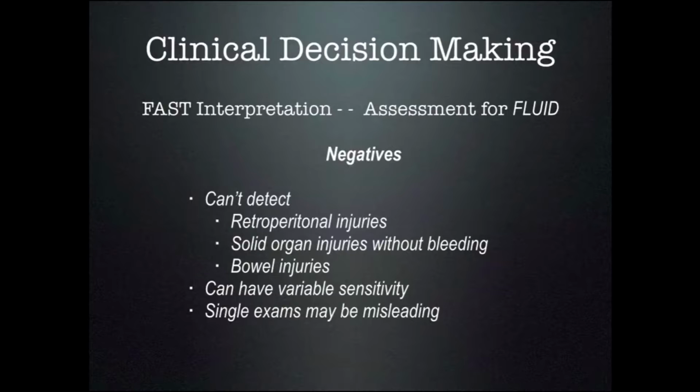So let's go back over the negatives of the FAST exam. You can't detect retroperitoneal injuries. You can't detect solid organ injuries that are not bleeding into the abdomen. And you can't detect bowel injuries. You have variable sensitivity. You can't always rely on it because there may be a fast bleeder and it hasn't had time to bleed into the abdomen, or maybe a slow bleeder and you haven't had time.